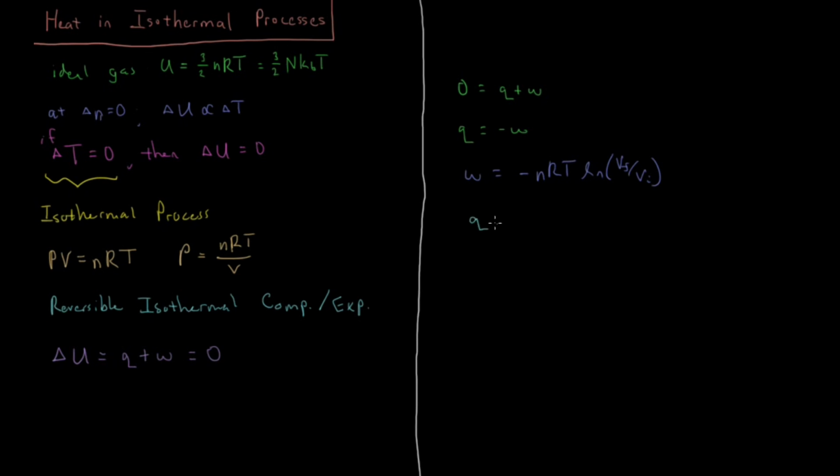So that means for our reversible isothermal processes, the heat, which must be input to keep it isothermal, is going to be positive nRT log V final over V initial. All of that work has to be canceled out exactly and equally at all points along the process by a corresponding input or release of heat.